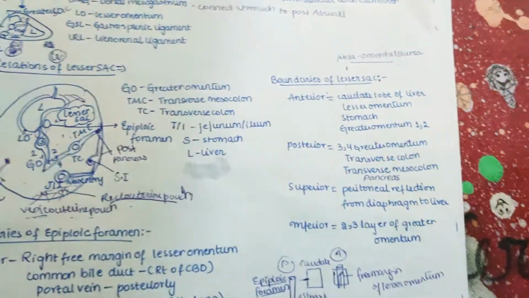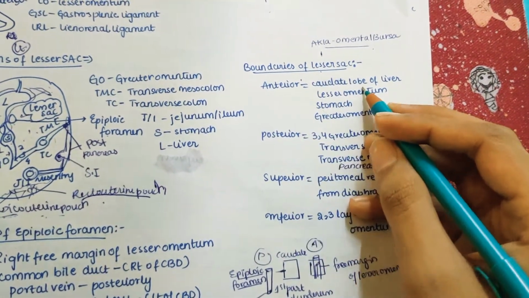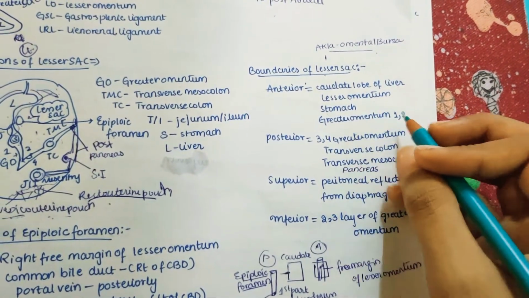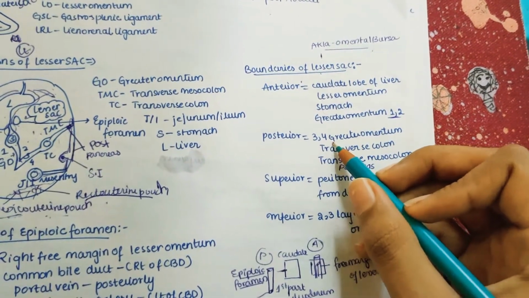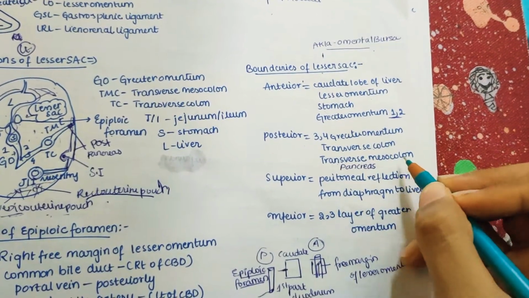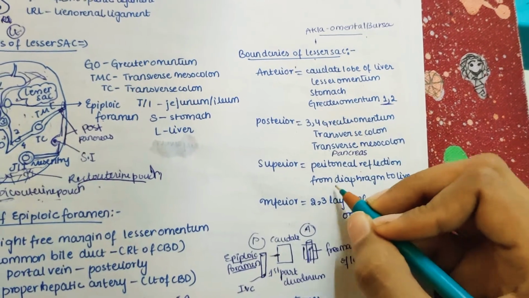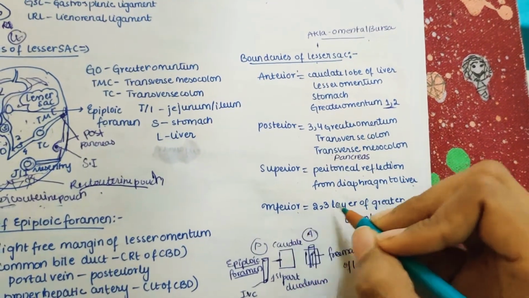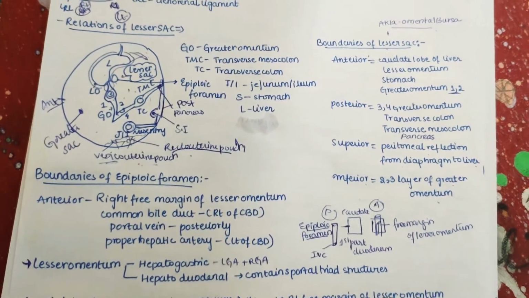Okay, so you can see here again, lesser sac anteriorly has caudate lobe of liver, lesser omentum, stomach, greater omentum 1 and 2 layers. Posteriorly 3 and 4 layers of greater omentum, transverse colon, transverse mesocolon, pancreas. And superiorly peritoneal reflection from diaphragm to liver. Inferiorly 2 and 3 layers of greater omentum. Okay, so these are the relations.